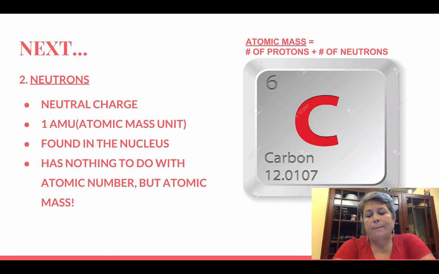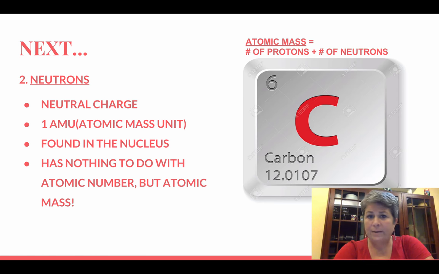The next subatomic particle that we need to talk about are neutrons. Neutrons don't have a charge. We say that they are neutral. They have the same mass as a proton, so they have the mass of one atomic mass unit.